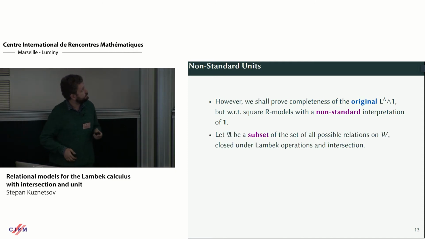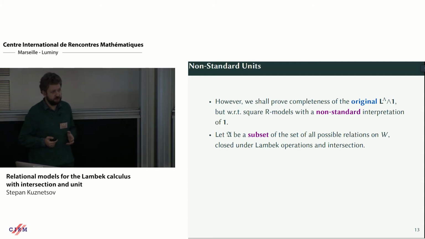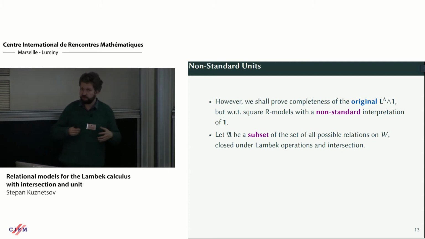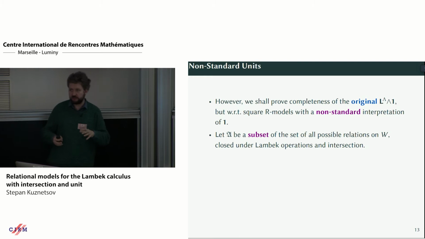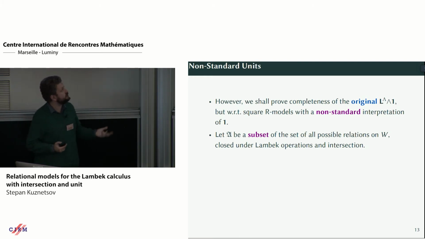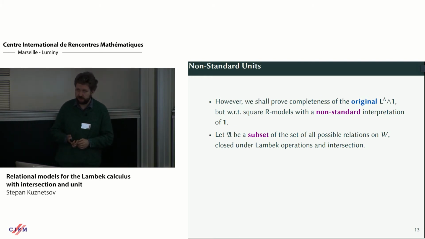So let A be a subset of the set of all possible relations on W. Not every relation will be okay. It's not just being a subset of the universal relation. We just carve out some family of relations which is closed under Lambek operations and intersections.